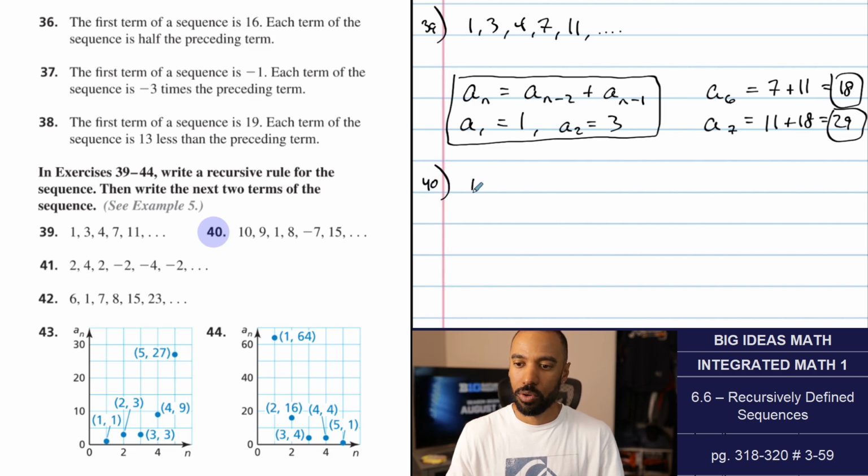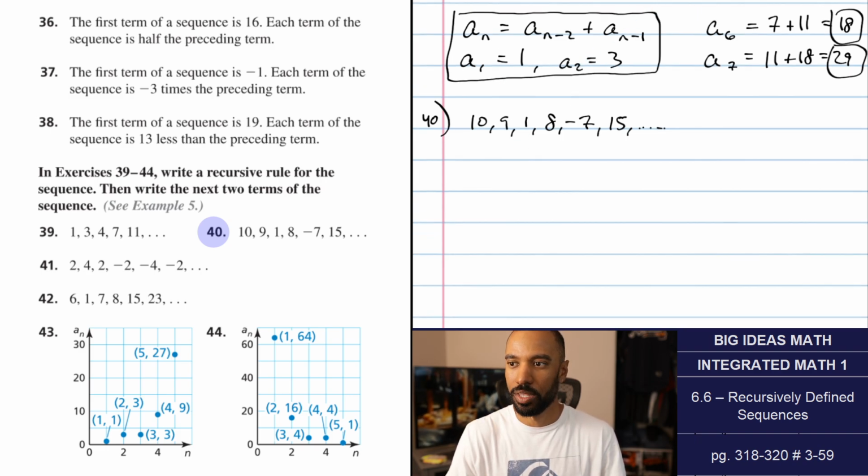So number 40, we have 10, 9, 1, 8, -7, 15. If I were to guess just based off the first two that I see, 10 minus 9 is 1. So let's see if that works out that way. I'll try and spell that out and see if that works. 10 minus 9 is 1. 9 minus 1 is 8. 1 minus 8 is -7, and 8 minus -7 is positive 15.